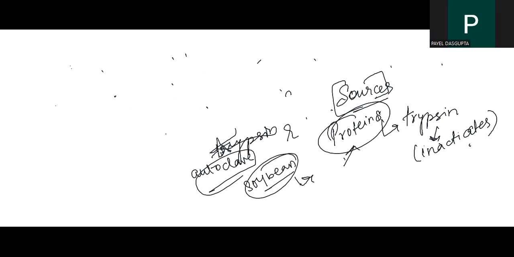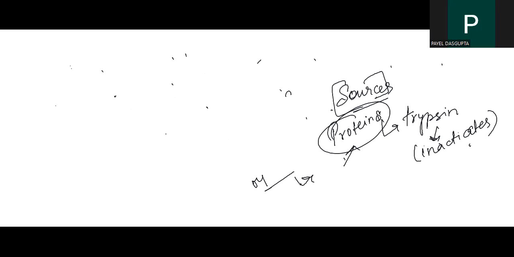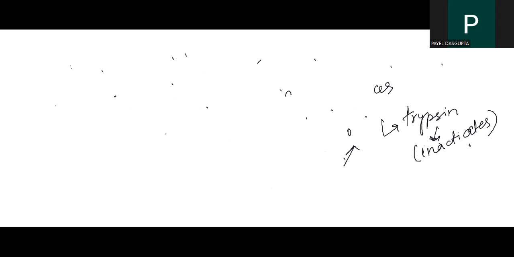I mean, inactivate the trypsin inhibitor, the anti-nutritional factor. The next part we will be talking about is the phytate.